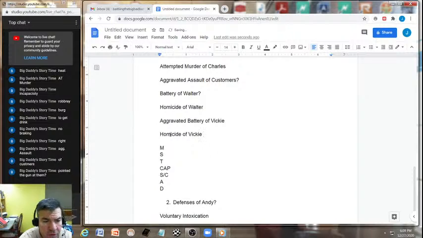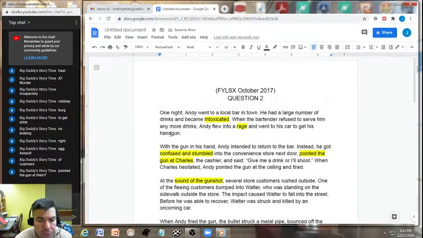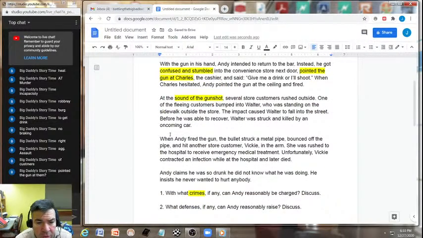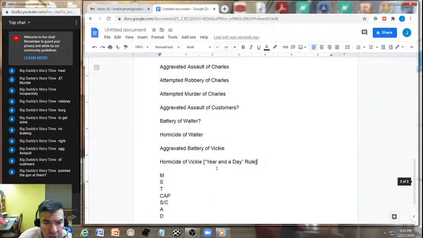This is going to definitely be heavy on the year and a day rule. Because right up here, she was rushed to the hospital, and the infection that she contracted while at the hospital caused her to later die from that infection. Now, excuse me, we're not sure exactly the time frame on that, but it was sometime after being shot. So that's why I put in the year and a day rule.